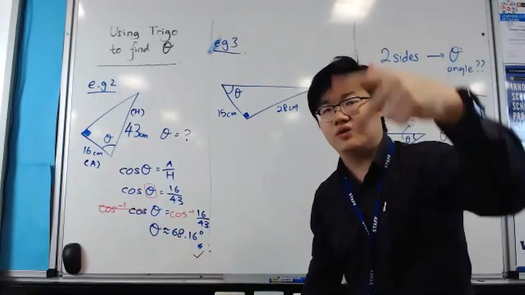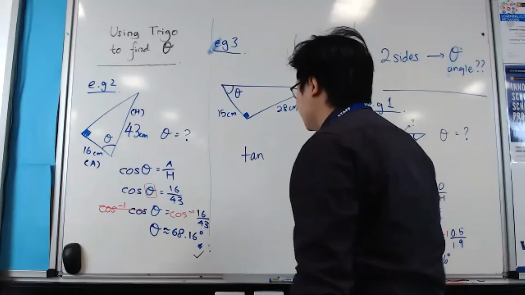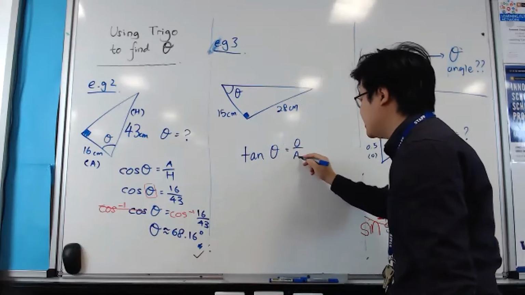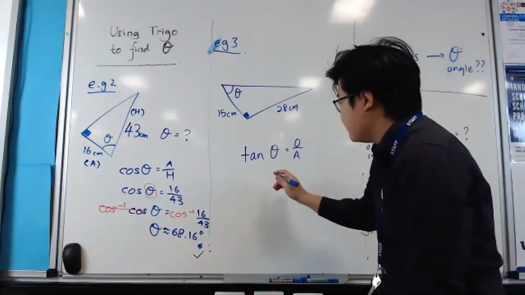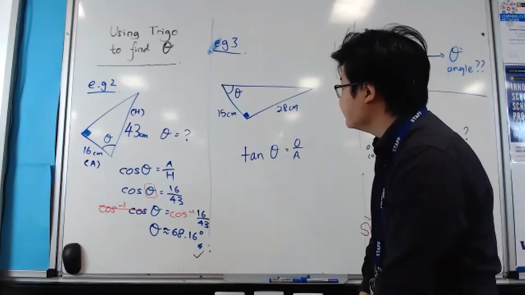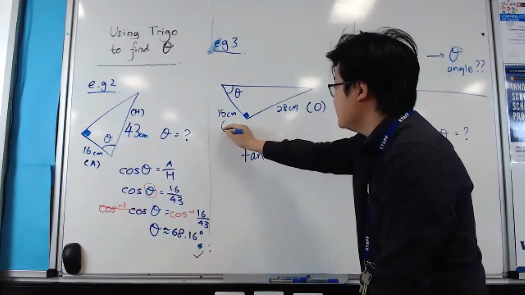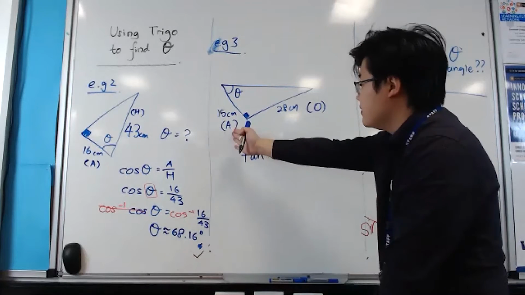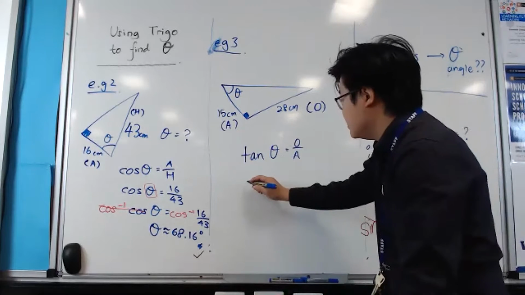Sine, cos, tangent, which one? Tan. So Norman said tan. So tan theta equals opposite over adjacent, isn't it? Okay? I get so far? Yep. Now, what's opposite, what's adjacent? Which is which? 28 is O, 15 is A. Very good. So 28 is opposite and 15 is adjacent. Okay? That's good.